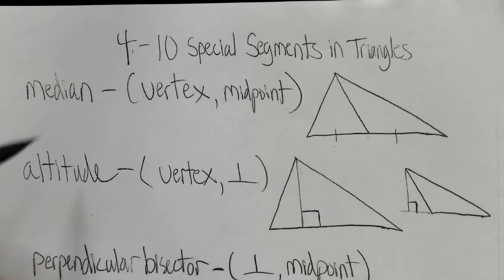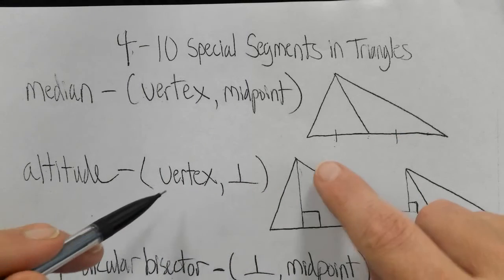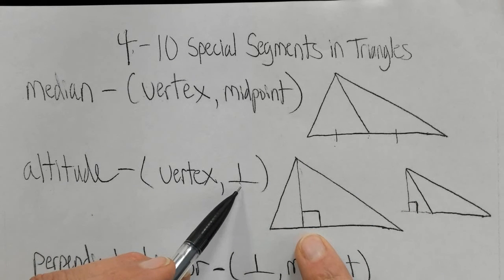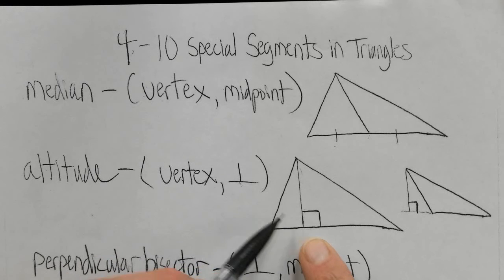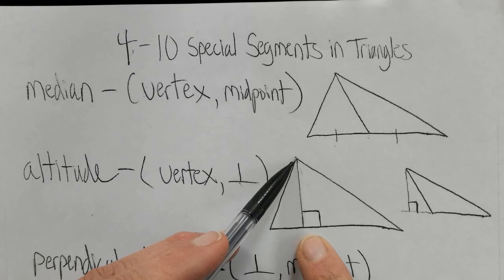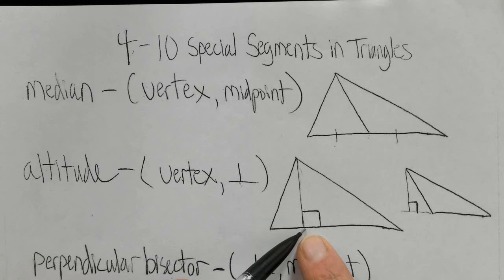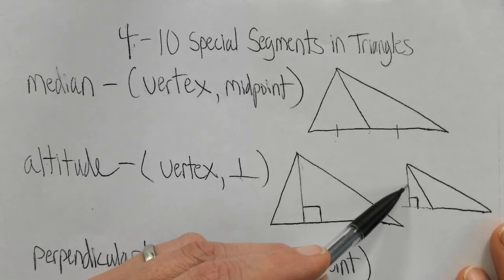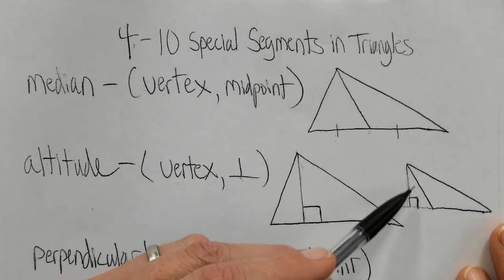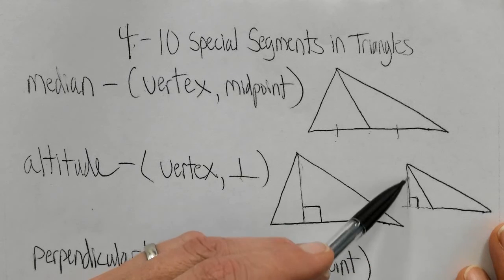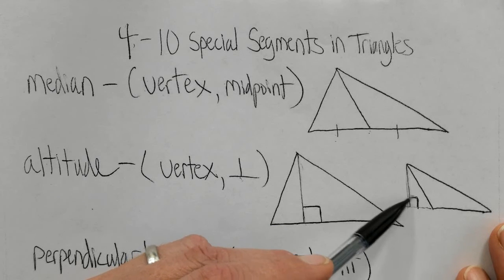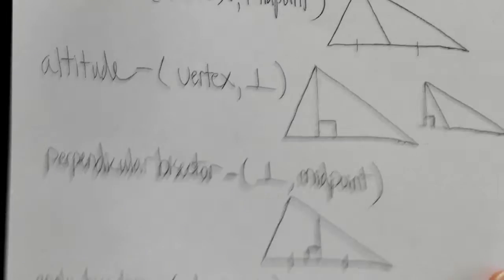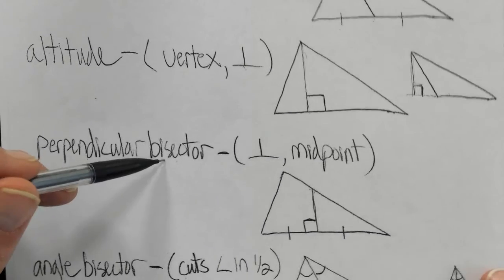Okay, so an altitude starts at a vertex and hits the other side perpendicular. Remember, this is the symbol for perpendicular, right? It hits the other side perpendicular, not necessarily in the middle. Also, by the way, it is possible for the altitude to be outside of the triangle in an obtuse triangle. The altitude that's 90 degrees with the opposite side could be outside of the triangle. That's possible.